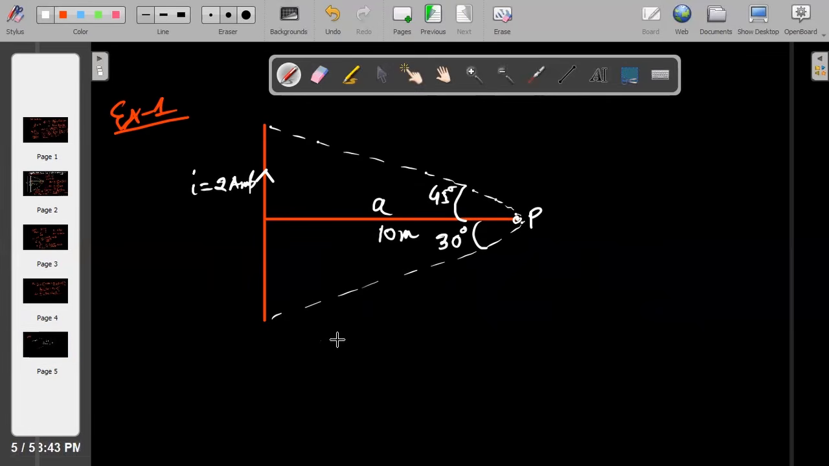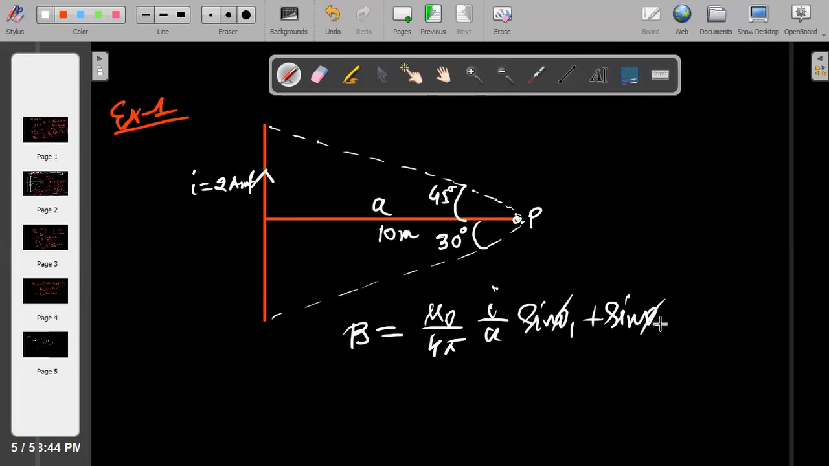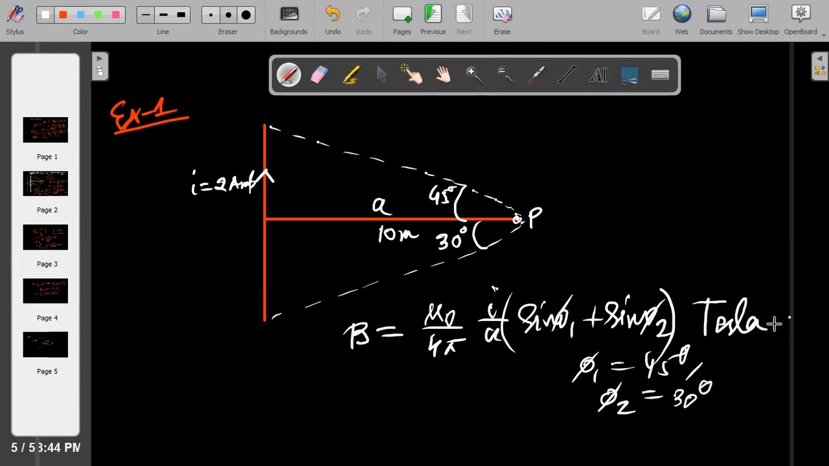So simply what you have to do, your capital B is what? Mu naught by 4 pi into I by A. Already we have done this thing, right? Sine phi 1 plus sine phi 2. You put the values of phi 1 and phi 2, right? Phi 1 is 45 degree and phi 2 is 30 degree. And the final value will be in Tesla.